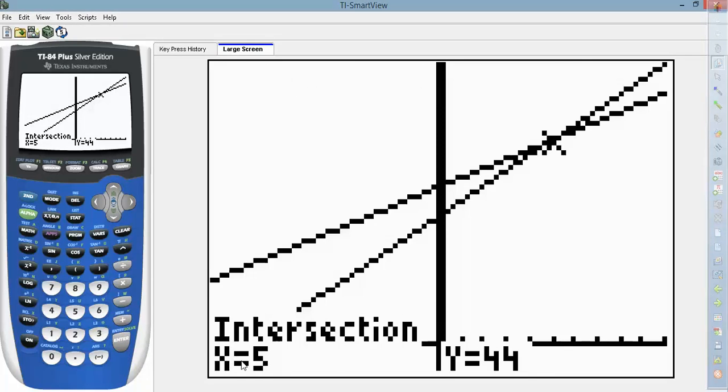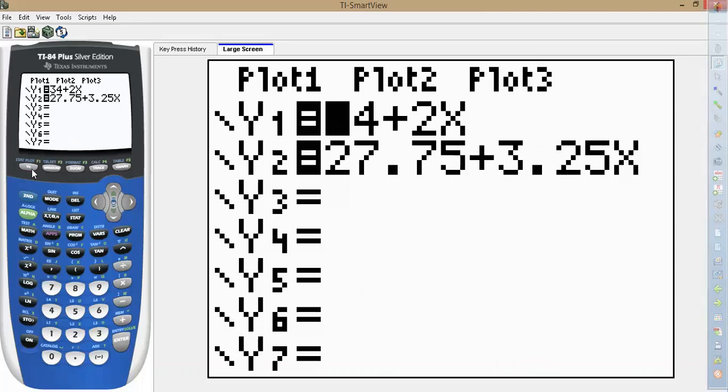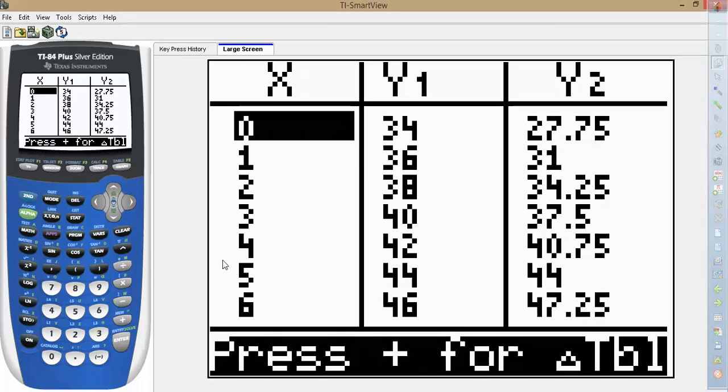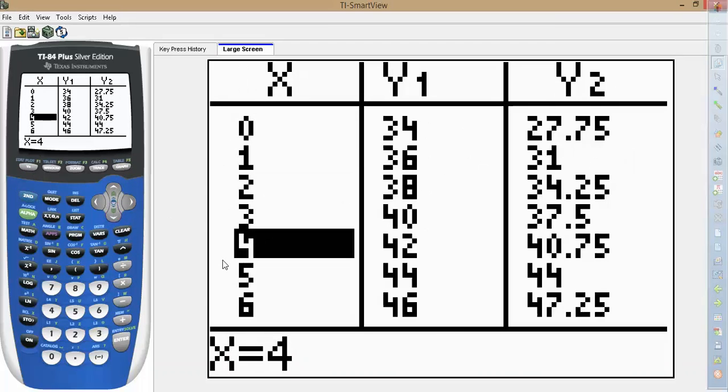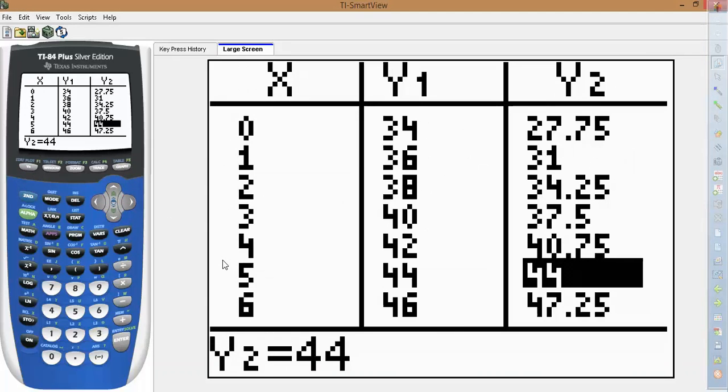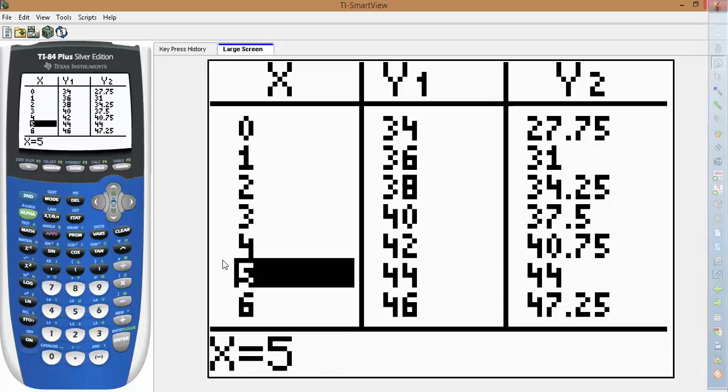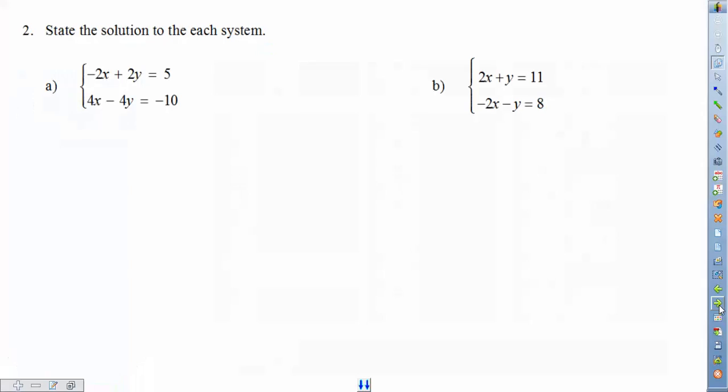Not only are we seeing that it's 5 hours, but they're also giving us the total cost right there: $44 would be the cost at both of those companies. Remember, if you were typing that into your graphing calculator, you could also go to the table of values by hitting second and then graph. If you notice right down here at 5, that's where both those costs are the same at 44. So the correct answer there would have been 5. So there's just another way you could have done that problem.